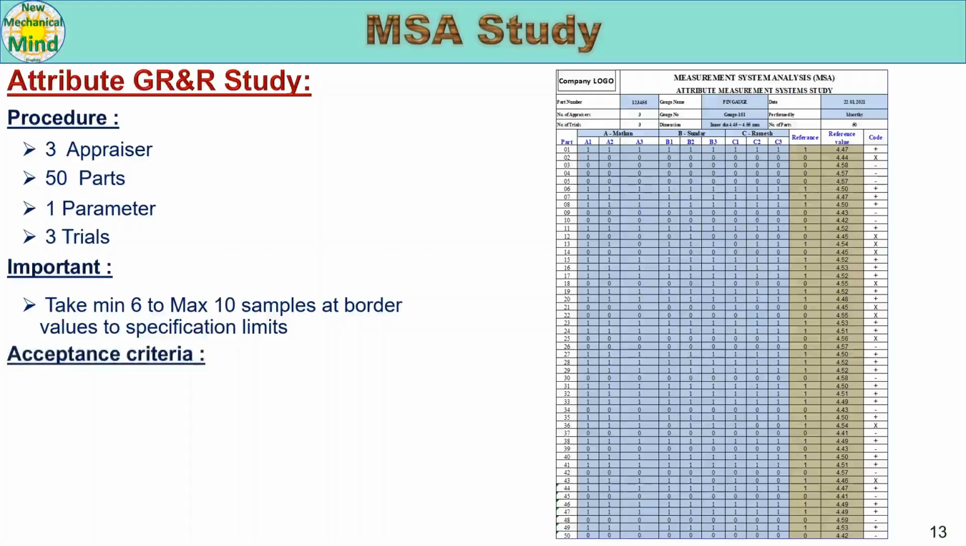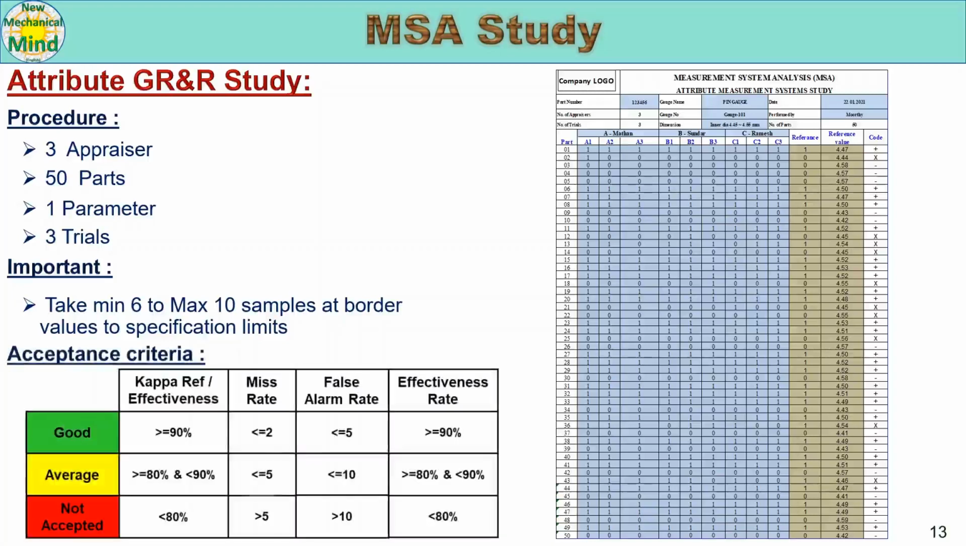Acceptance criteria for attribute GR&R study. This is the acceptance criteria for attribute GR&R study. The different levels for good, average and not accepted are given in this table. Based on the trial result, we can judge the appraiser's capability based on this acceptance criteria.